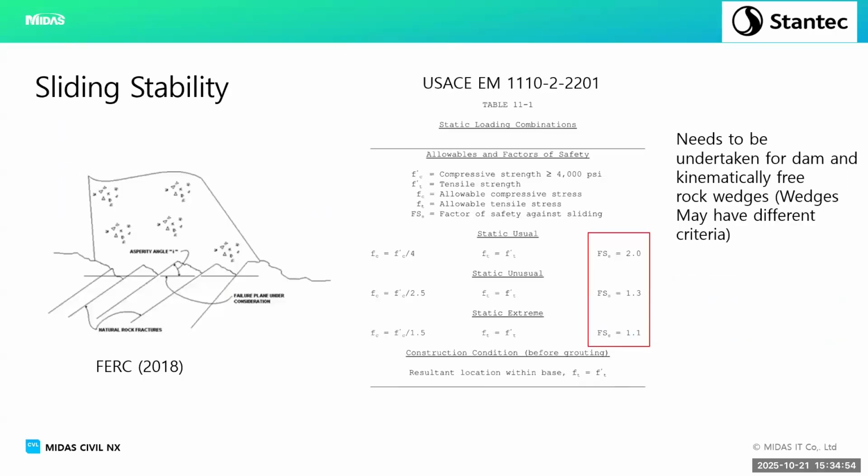Okay, now one thing I want to cover here, and I think we need to give it consideration, is sliding stability. Like I said, it doesn't have to be just the foundation-dam interface. It can be the abutments where you get thrusts, lift joints, wherever you want to check it.